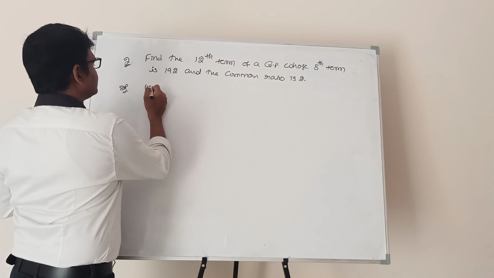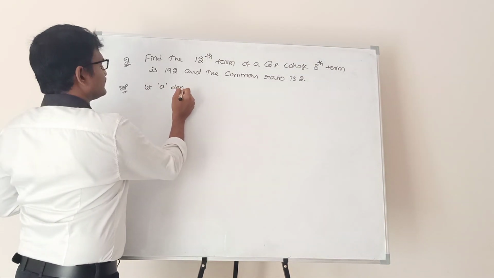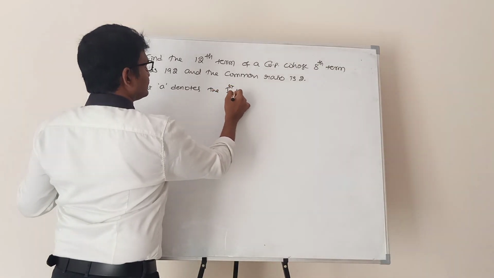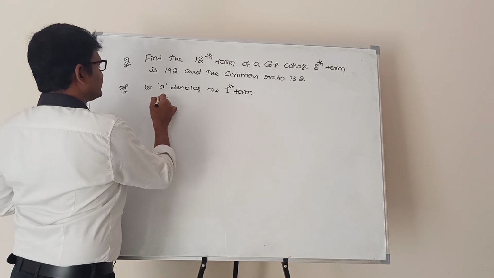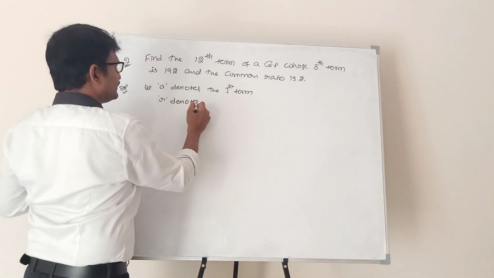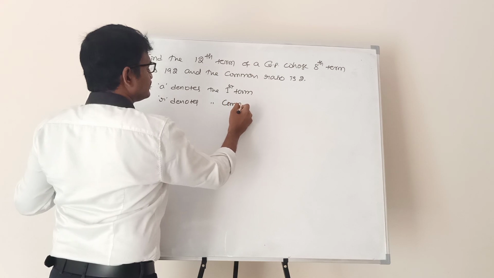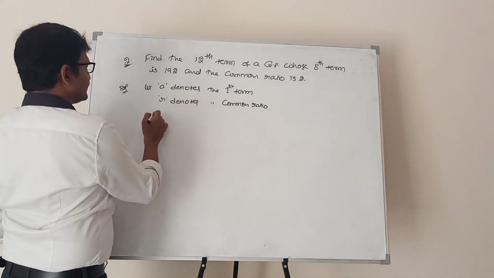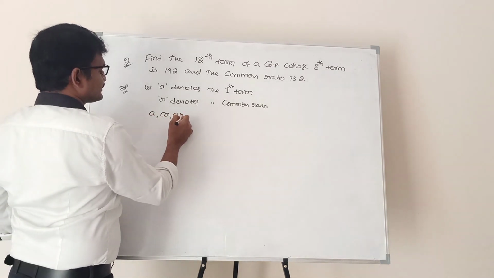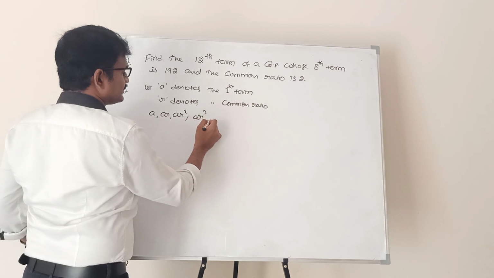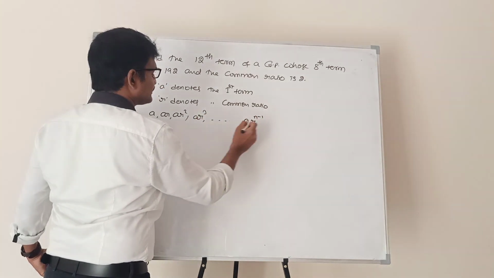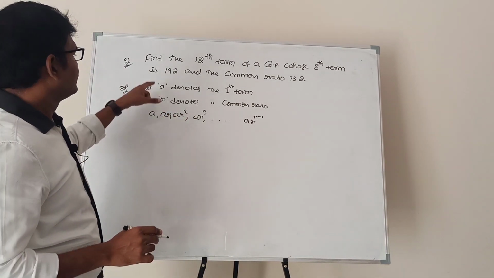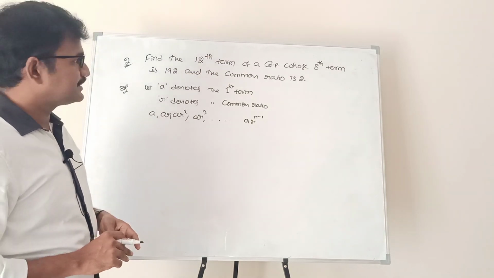Let A denote the first term and R denote the common ratio. Then A, AR, AR square, AR cube, and so on; A into R power n minus 1 denotes the GP, the standard form of a GP. Here what is given? Find the 12th term. 12th term is how much?